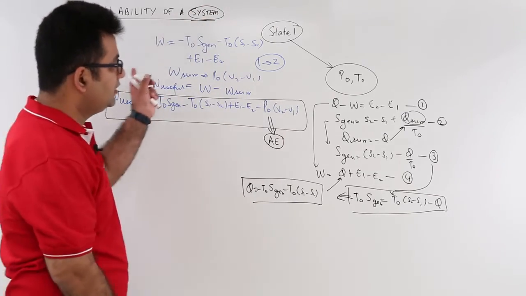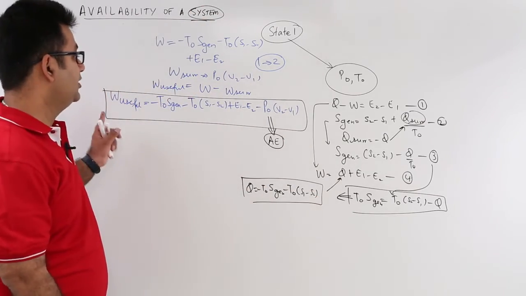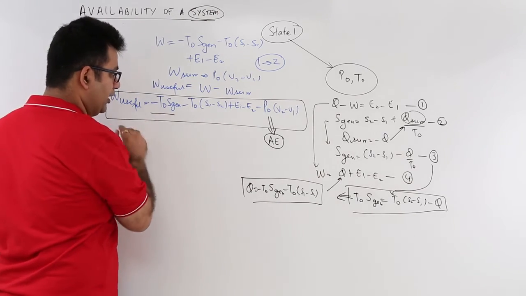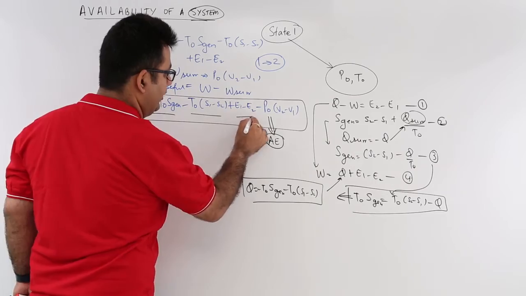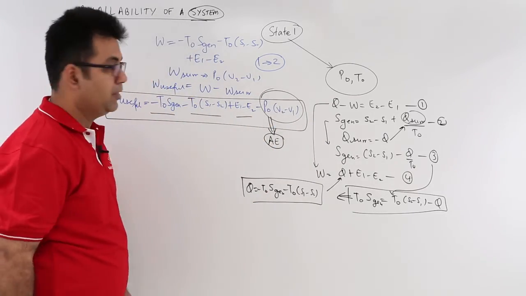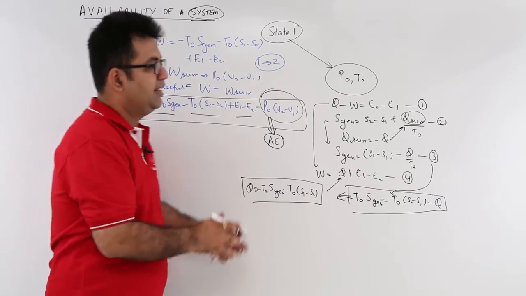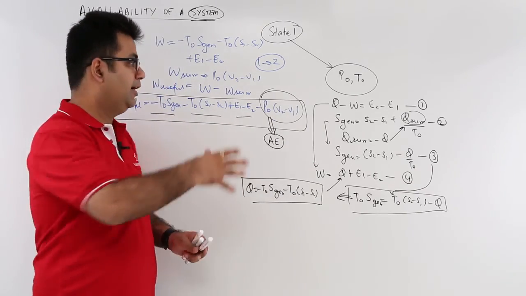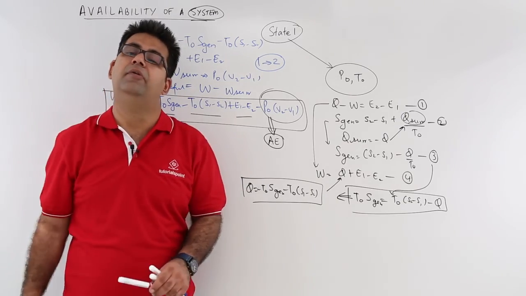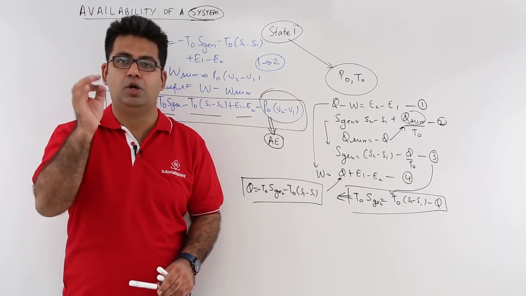So this is how you derive the mathematical expression for availability of a system. You have entropy generation, you have entropy change, you have internal energy change, and then you have the surrounding work over here. I hope you understood this entire mathematical derivation to get to this expression. Now, in the next video, we look at the availability of a closed system.